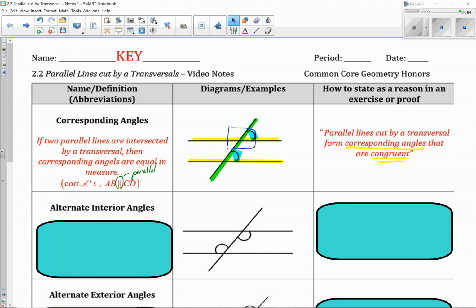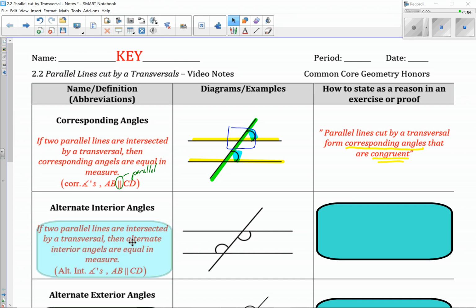So let's look at this next one, alternate interior angles. Again, if you've got two parallel lines, alternate interior angles exist if they are cut by a transversal. So in here, we've got these two angles, this one here and this one here. Alternate means they're on opposite sides of the transversal, and interior angles means that they're between the two parallel lines. So the easiest way to catch this is I've got this pair here. I've also got another pair over here. Those would also be a pair of alternate interior angles.